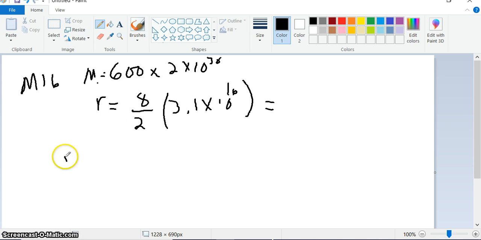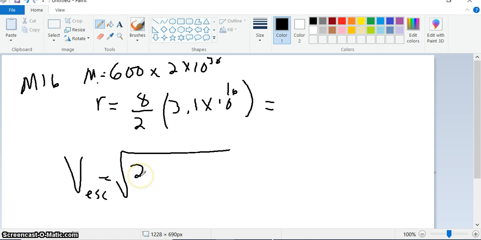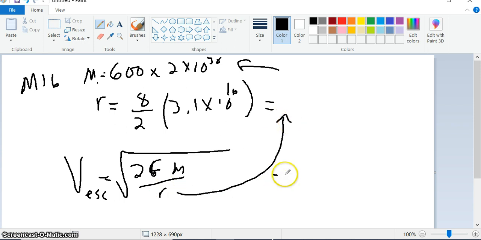Anyhow, remember the escape velocity is the square root of 2 times big G times the mass, and we're going to use this mass divided by the radius, with whatever this comes out to be. When I did this, it comes out in meters per second, so to compare it to the other one, convert it to kilometers per second. For M16, this comes out to be 1.14 kilometers per second. The answer actually came out to be 1,140 something meters per second.